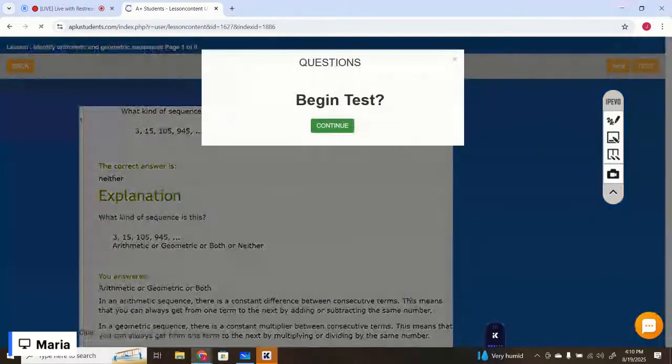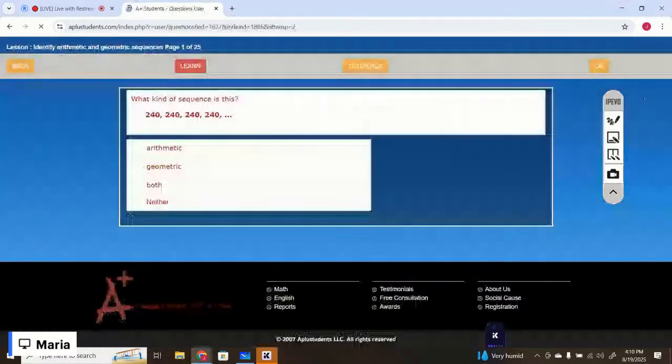Now let's start with the test questions. What kind of sequence is this? The same number is repeating again and again. The same number is repeating over and over again. So that is both. Option number one is the correct option.